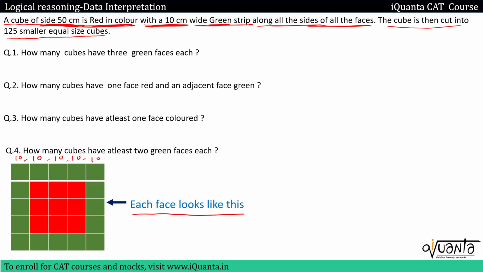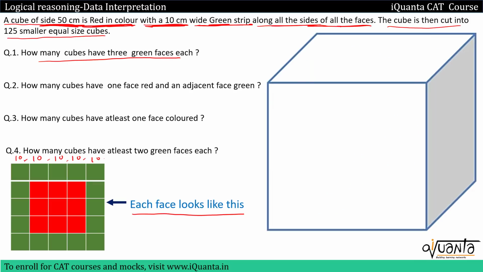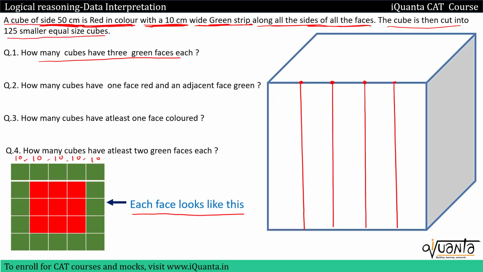The first question is, how many cubes have 3 green faces? For that we need to visualize the cube properly. So let me draw a cube over here. Let this be the cube. I'll make 4 cuts along every axis. So 4 cuts along X axis. We'll have 1 cut like this, 1 cut like this, next cut again like this, and this would be the 4th cut. We'll extend this cut into these directions as well.